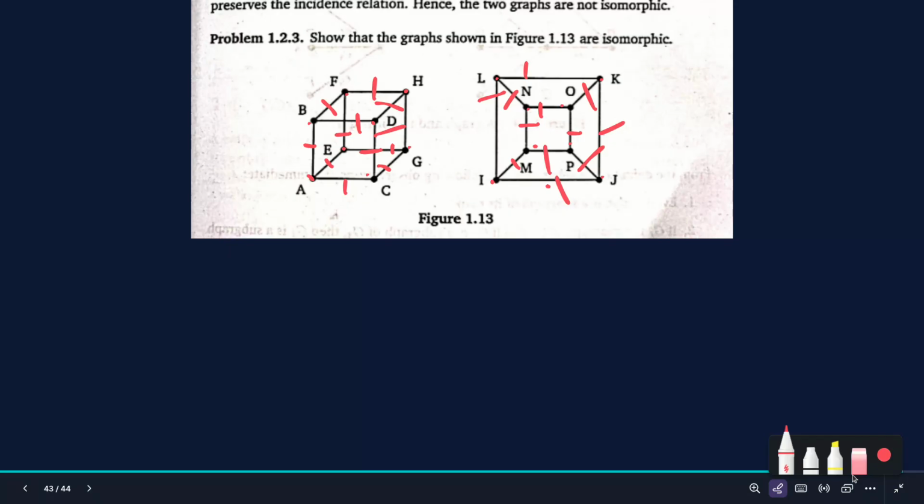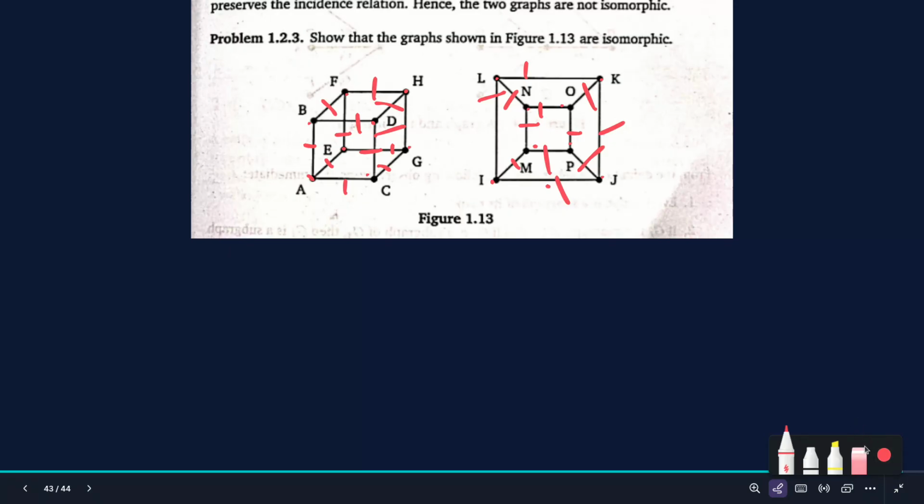Similarly, let's find for this graph. The number of vertices here is A, 1, 2, 3, 4, 5, 6, 7, 8. Here also 8. Both are the same. Now the edges: 1, 2, 3, up to 11. Is there anything I left? 12 here. Okay, fine. So 12 edges are there. So that condition is satisfied.